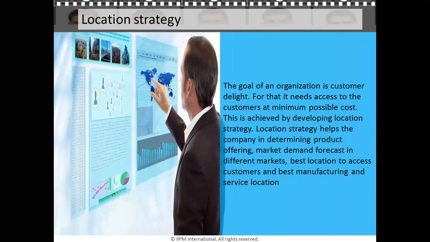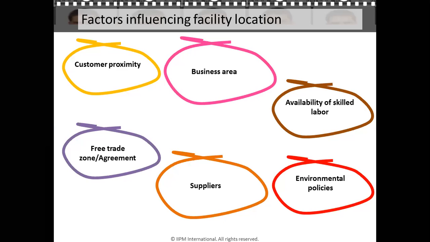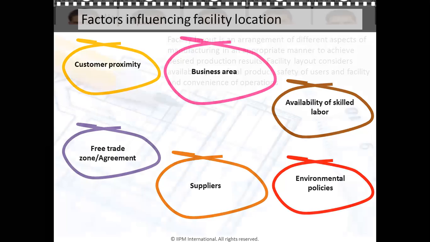Location strategy. The goal of an organization is customer delight. For that, it needs access to customers at minimum possible cost. This is achieved by developing a location strategy. Location strategy helps the company in determining product offering, market demand forecast in different markets, best location to access customers, and best manufacturing and service locations. Factors influencing facility location: we have customer proximity, business area, free trade zones and agreements, suppliers, environmental policies, and then availability of skilled labor.